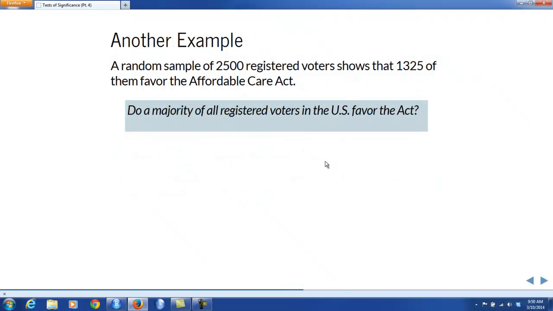Let's have a look at another example of a sort that often occurs when you're talking about one population proportion. A random sample of 2,500 registered voters shows that 1,325 of them favor the Affordable Care Act. Our research question is, do a majority of all registered voters in the U.S. favor the act?